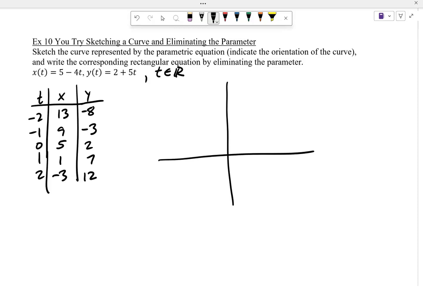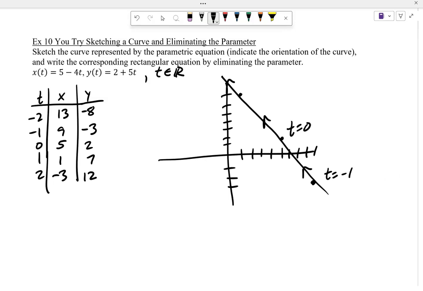So I got 13, -8, that's way out there. Let me do the 9, -3, I got 5, 2, I got 1, 7, and so on. I could draw some more, but call it good there. This is for t being -1, t being 0, t being 1, and so on.